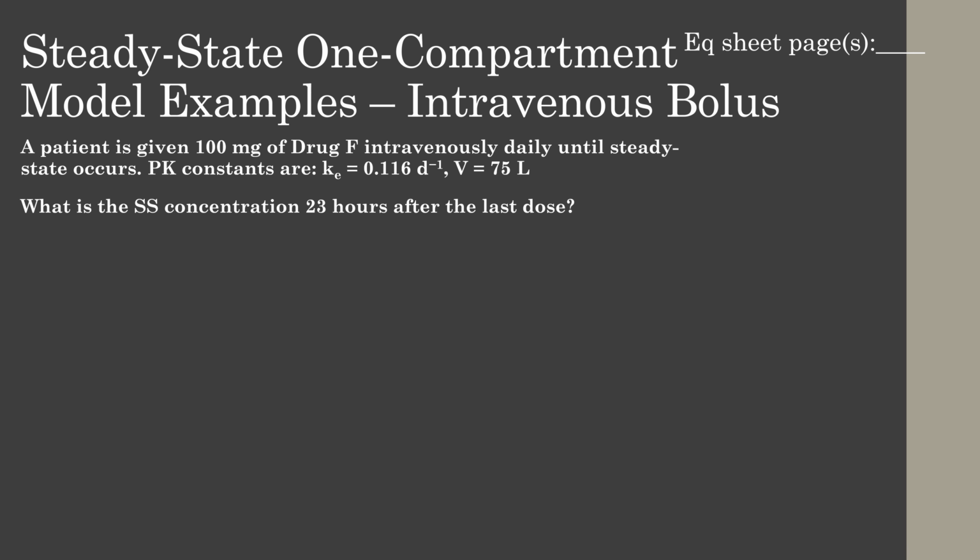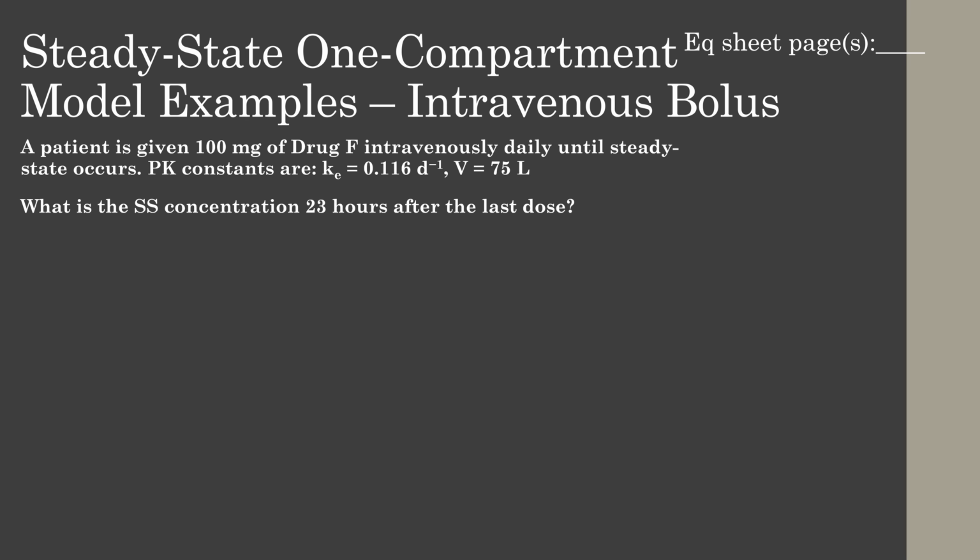Moving on to the next problem. This one is looking at an intravenous bolus drug. This patient is given 100 milligrams of drug F intravenously until steady state occurs, and they're given the PK constants. So we want to figure out the steady state concentration 23 hours after the last dose, meaning that steady state was achieved. We've got to figure out what the actual concentration is 23 hours after a dose.